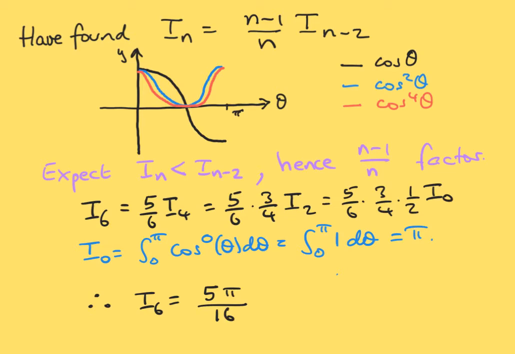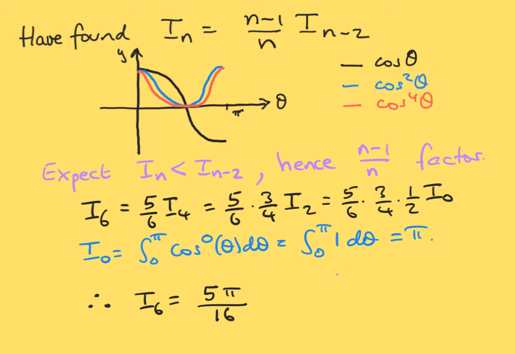And this is generally true. If you have any odd power n, the integral from 0 to pi of cosine to an odd power with respect to theta will vanish. So we're only interested in even powers. So let's look at cosine squared. Cosine squared is always going to be positive.